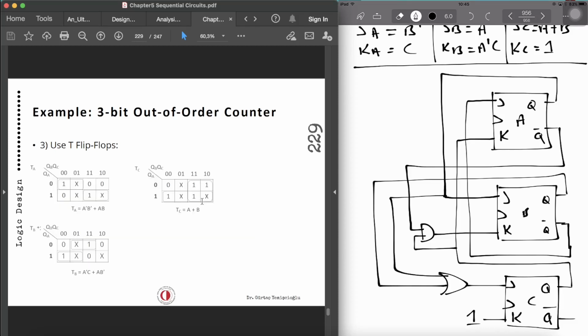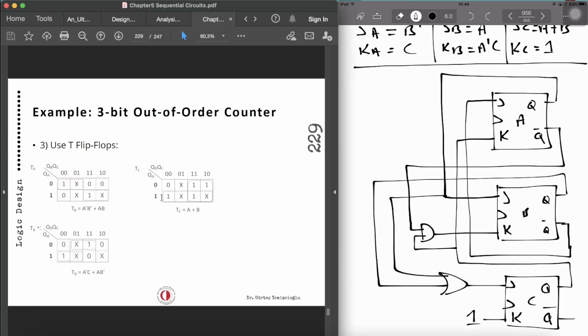So these are the K-map representations for each of the flip-flop inputs. We can combine A prime and B prime, or A and B. This is like an XNOR. And TB is A prime and C, and this is A, B prime. And TC is, we can have these four, which is B, and we can have these four, which is A. So A or B can also be used.